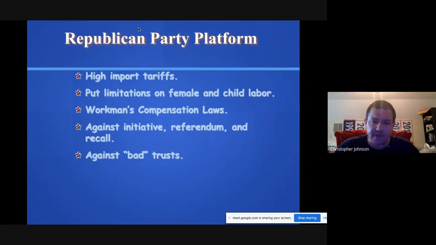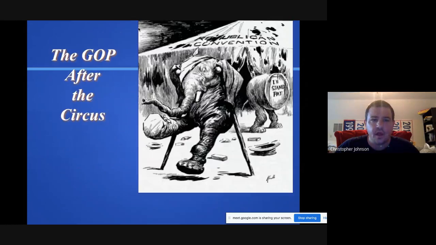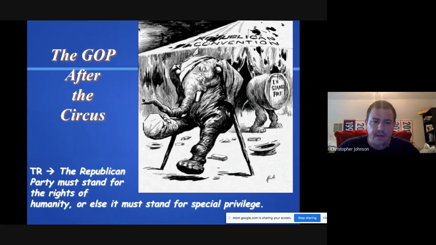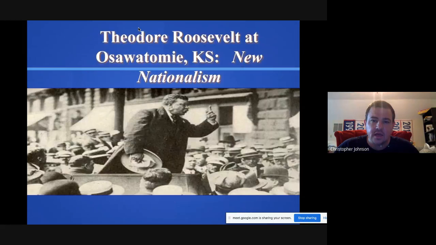They were against bad trusts, just like Teddy Roosevelt was. And they believed in a Federal Trade Commission and staying on the gold standard. But Teddy Roosevelt was unhappy with Taft, and so he decides to enter the race as well. But the Republicans decided to stay with Taft, so he formed his own Progressive Party, better known as the Bull Moose Party. And when he does, he's going to believe in what's called New Nationalism.